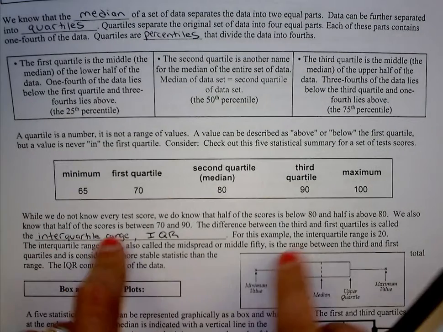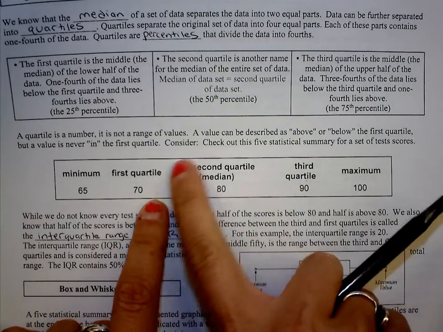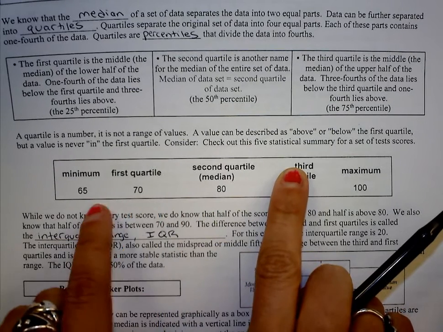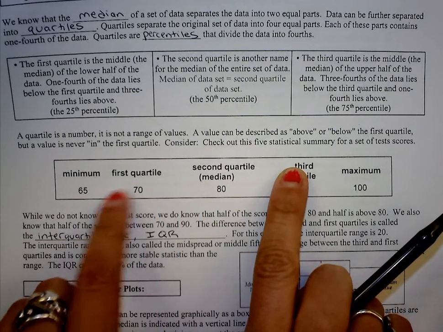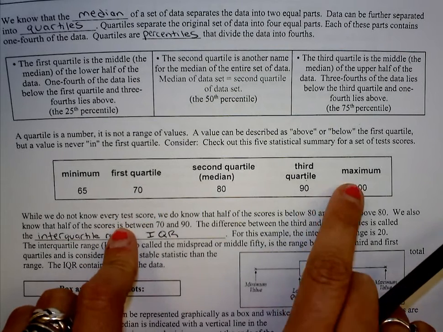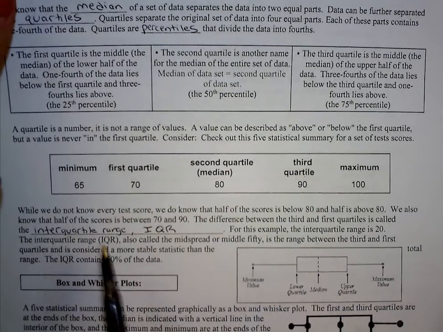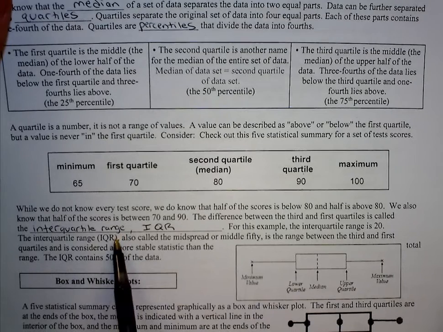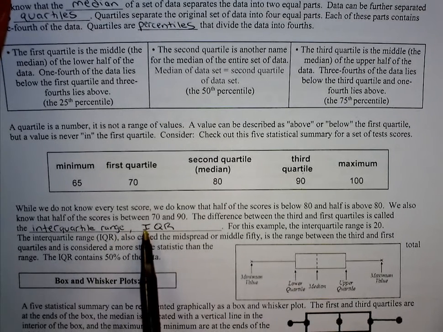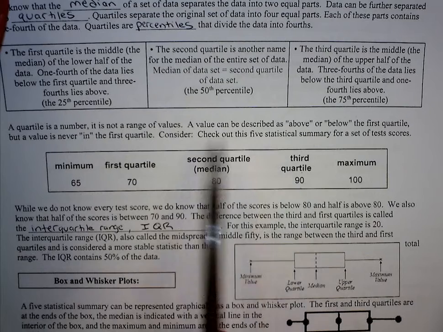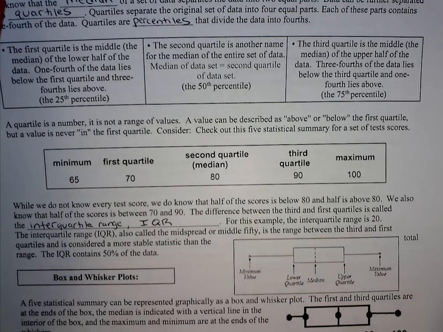If this makes up 50% of our numbers, that means that 25% is between the minimum and the first quartile, and 25% is between the third quartile and the maximum. So interquartile range, you guys need to know this value. It's abbreviated as IQR, and it's taking the third quartile and subtracting the first quartile.